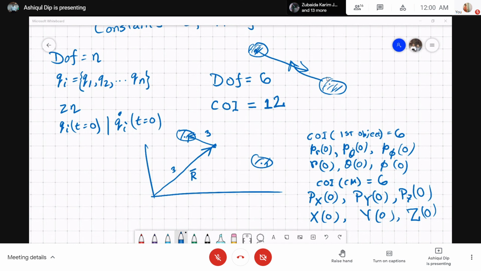The 2-body central force problem has 12 degrees of freedom, so there will be 12 constants of integration. Those are actually conserved quantities imposed by Noether's theorem as well.